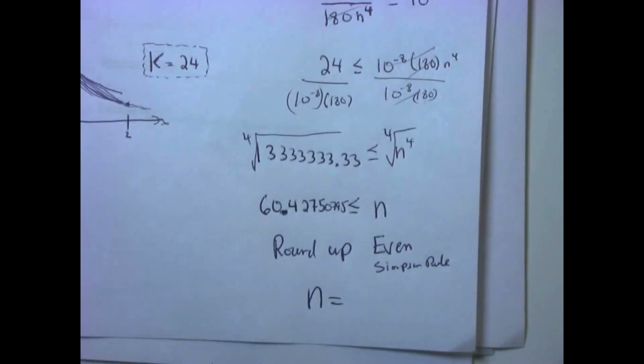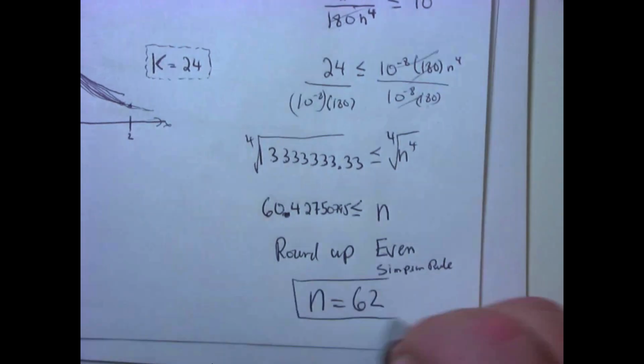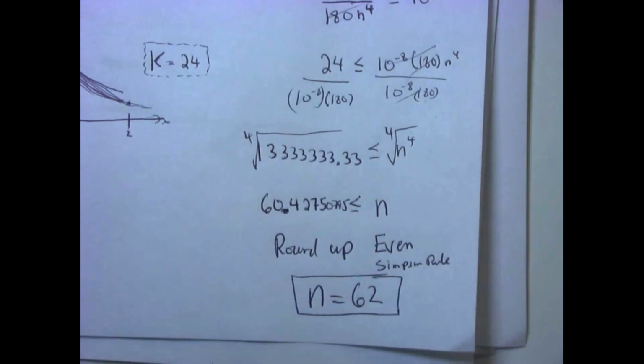So what exactly should my n value be? Keep rounding up till you get to an even number. The actual answer is 62. Does that make sense? Did that lead you guys anywhere?